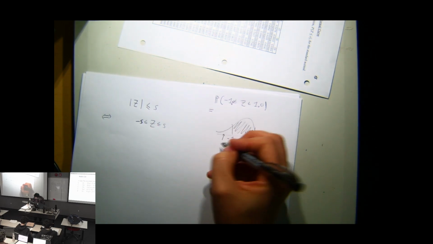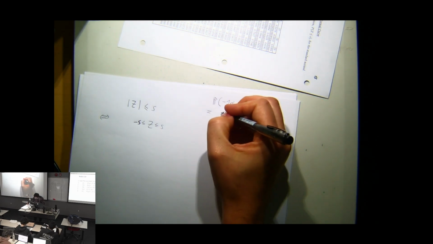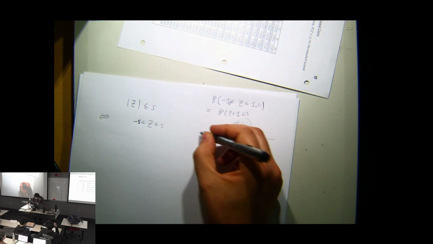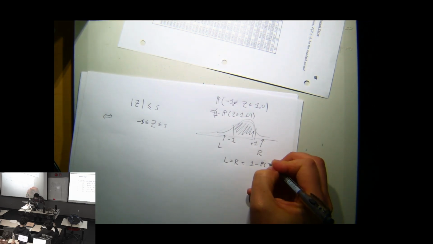But the good news is you can do this by using symmetry. So the area missing is the same: the left area equals the right area. So what is this area? It is the probability that Z is less than or equal to 1.0. That would be everything over here on the left. Let's see, what do I want to do? I want to do 1 minus. So 1 minus this, the right area or the left area, equals 1 minus the probability Z is less than or equal to 1.0. And that is on the table.